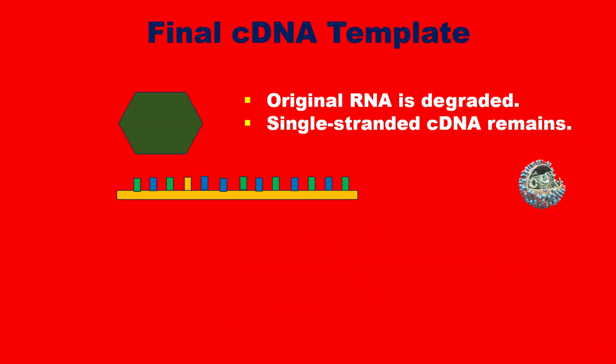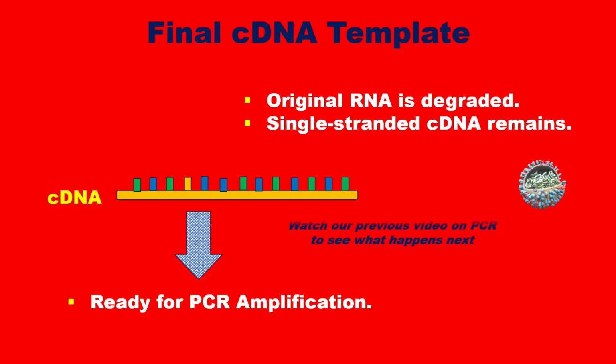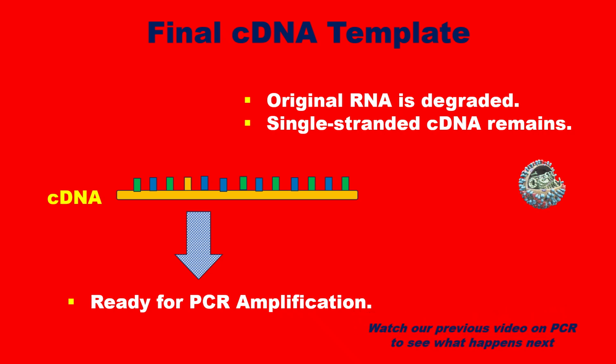In the final step of reverse transcription, the original viral RNA is degraded and removed. We are left with a single-stranded cDNA molecule. This DNA template is now stable and ready for PCR amplification, where it will be copied millions of times for detection. Watch our previous video on PCR to see exactly what happens next.